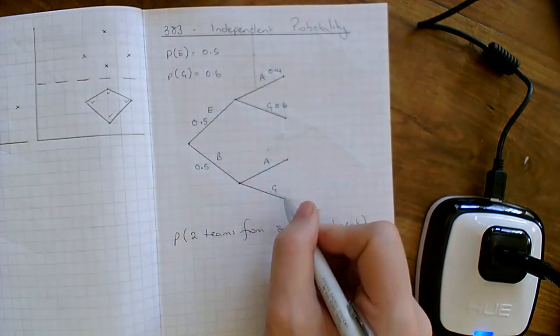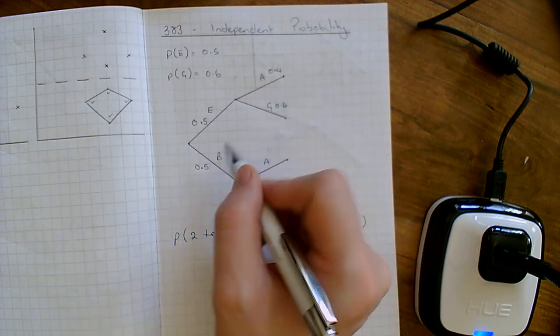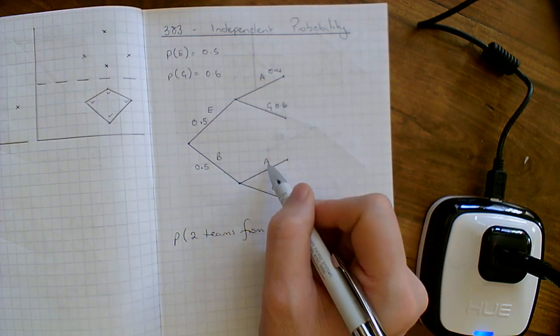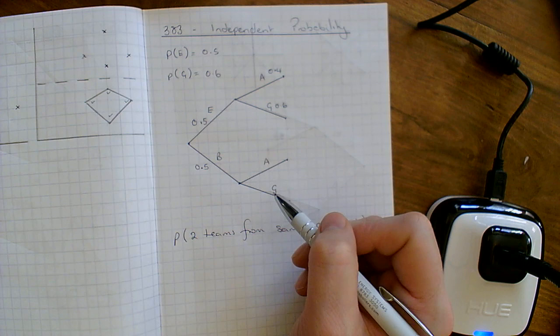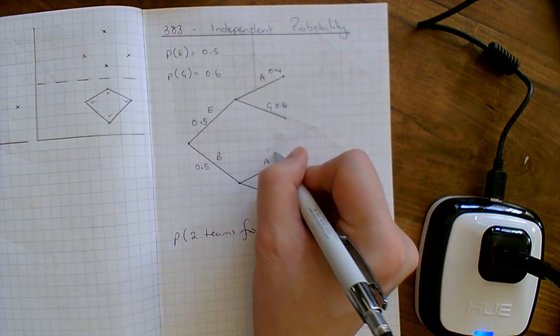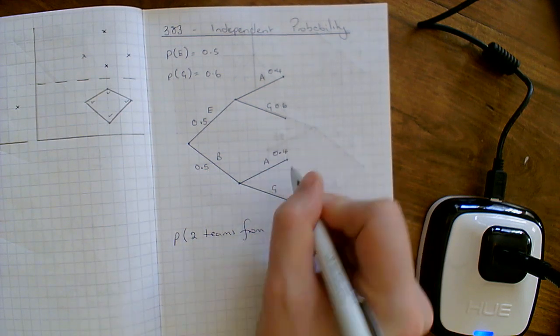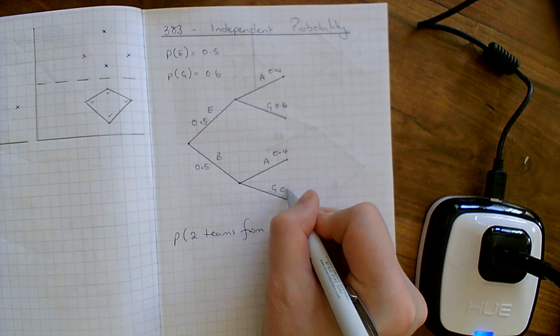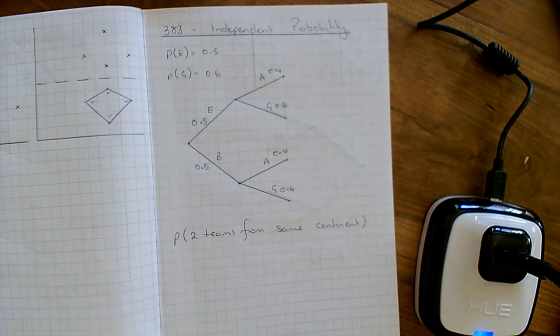And then these carry down here because nothing changes. The fact that you play Brazil doesn't affect the result of the Argentina or the Germany game. So Argentina are winning with a probability of 0.4 and Germany are winning with a probability of 0.6. Now, at this point, that's the tree finished.